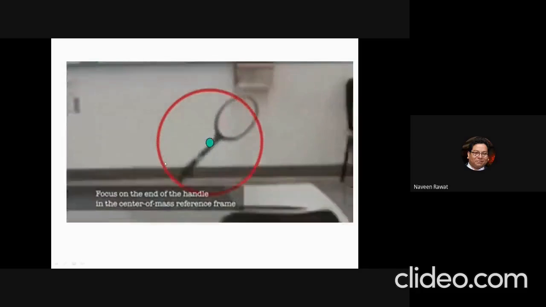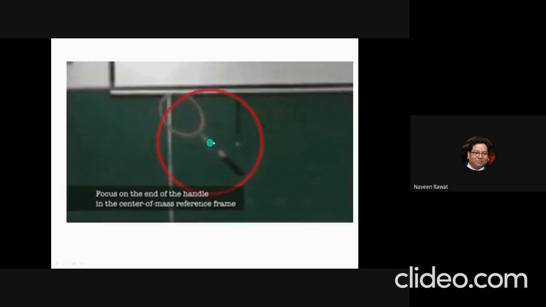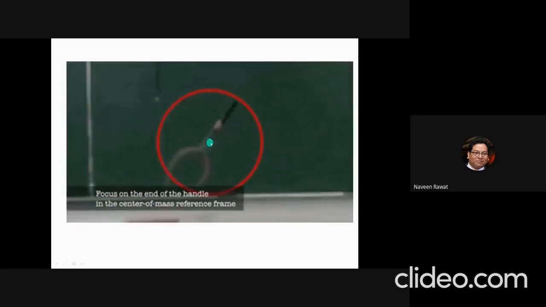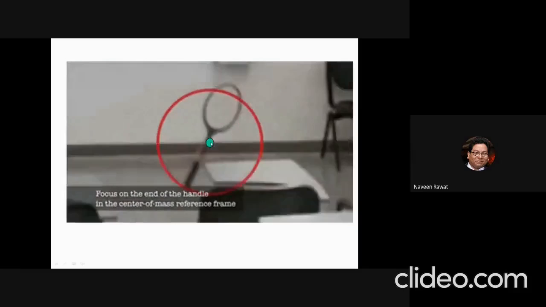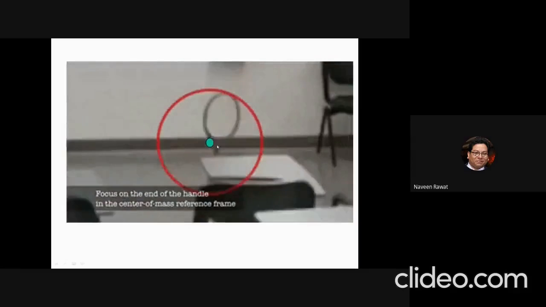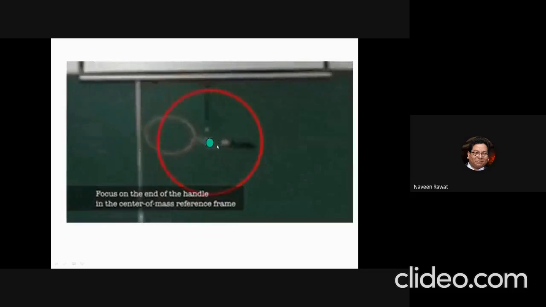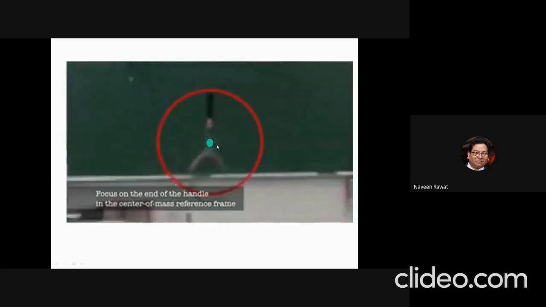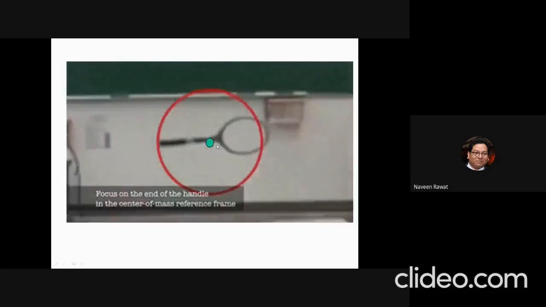However, if you look at this point in green, this point signifies where the center of mass of this racket is located. And if you look at how this center of mass is moving, it is moving in a much more uniform parabolic path. So it is a very special way that the center of mass moves.